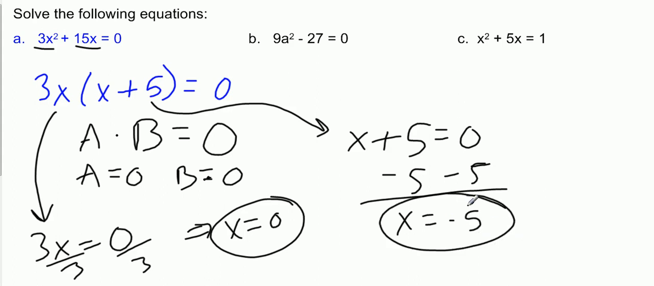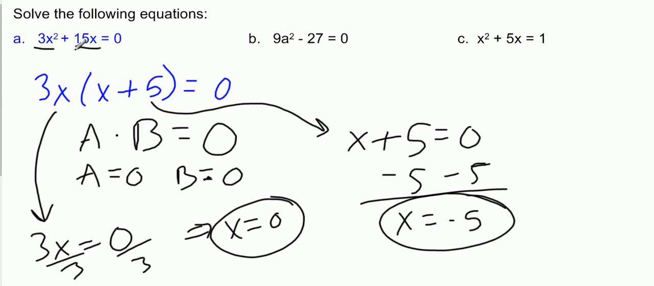Okay? Quadratics, highest exponent is 2. You might get 2 unique answers. You could get the same answer repeated twice. There could be no solution or no real solution depending on the pattern, but these are our 2 answers, and it shouldn't be surprising if you got 2 answers for a quadratic equation. How would you know if they were right? Take them and plug them back in. Plug 0 in for both x's, see if you get 0. Plug negative 5 in for both x's, see if you get 0.